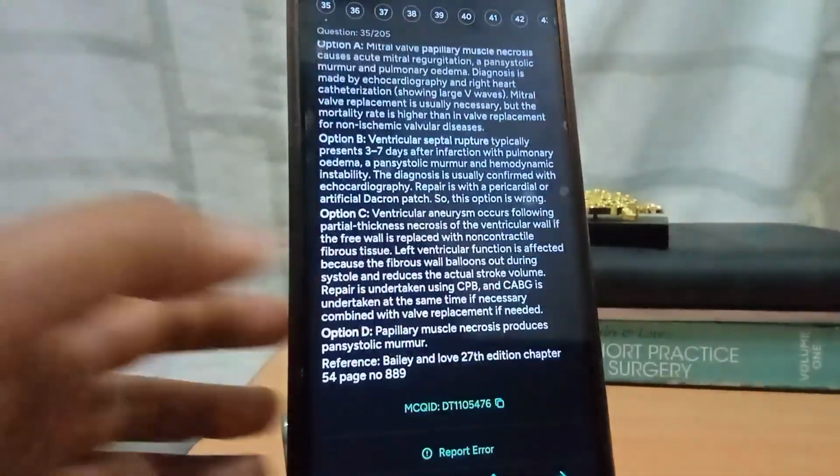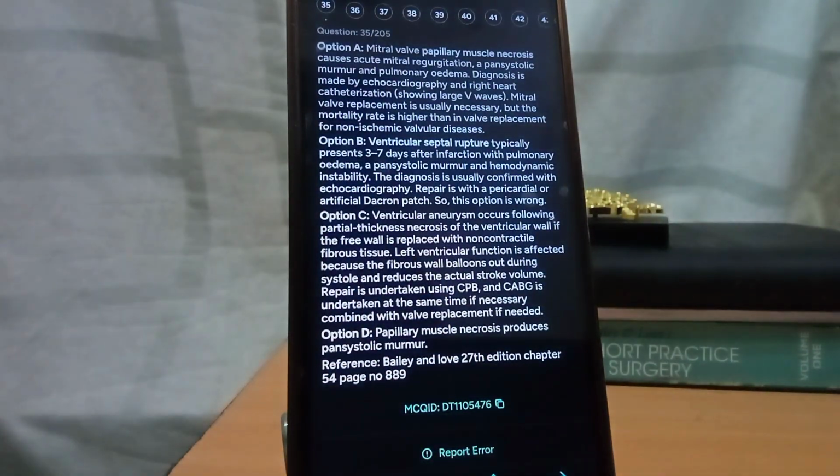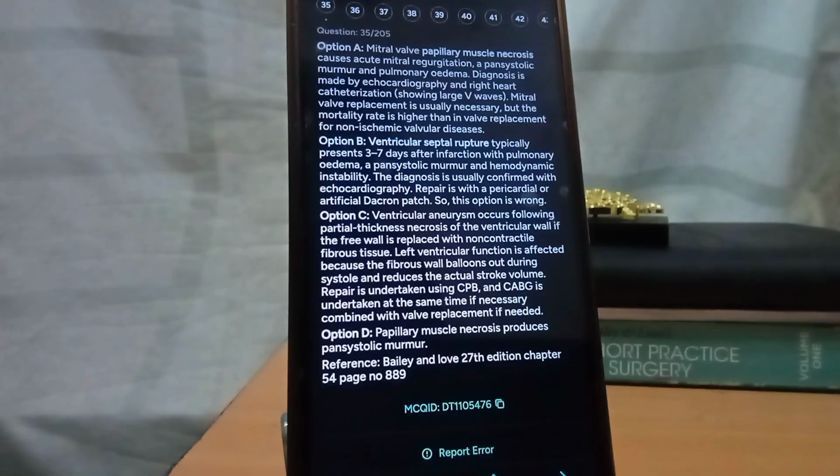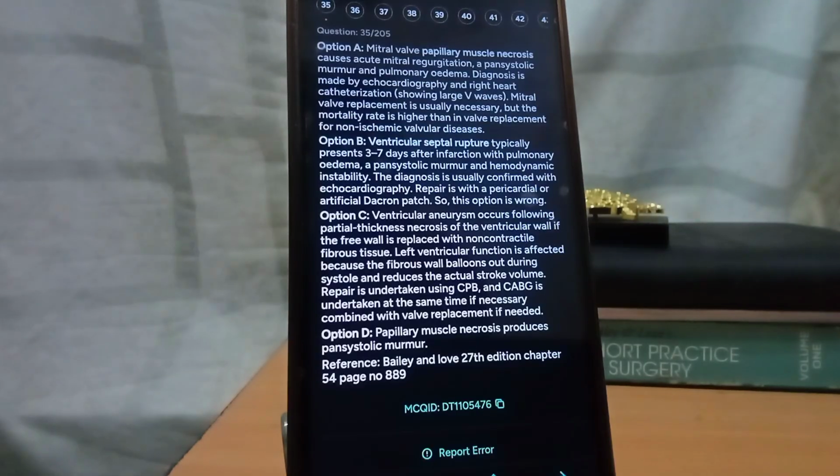So option C, ventricular aneurysm, occurs following partial thickness necrosis of the ventricular wall, in which the free wall is replaced with non-contractile fibrous tissue. Left ventricular function is affected because the fibrous wall balloons out during systole and decreases the stroke volume. Repair is undertaken using CPB, and CABG is undertaken at the same time if necessary, combined with valve replacement if needed. Option D is papillary muscle necrosis produces pansystolic murmur.